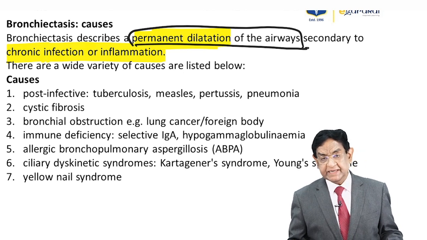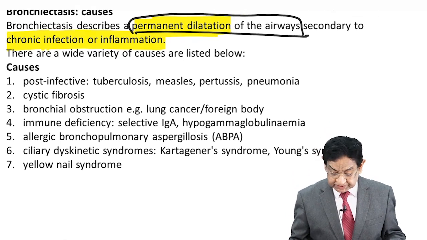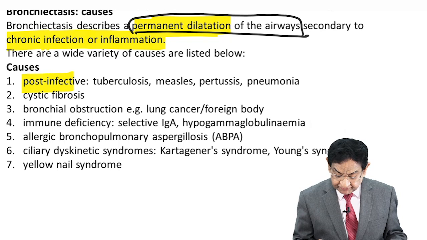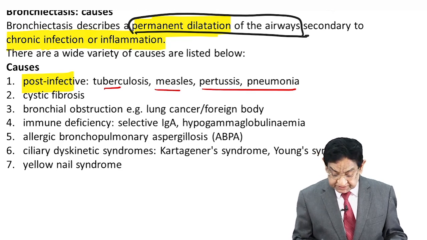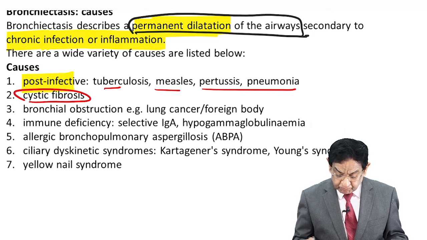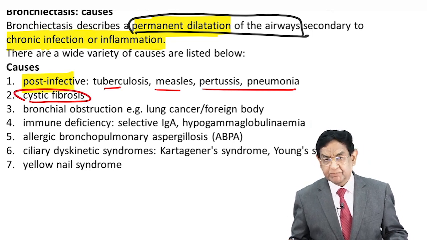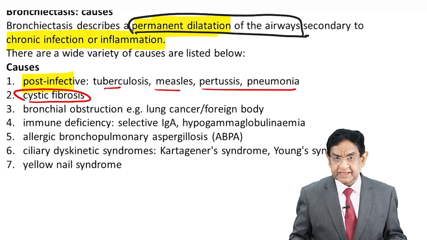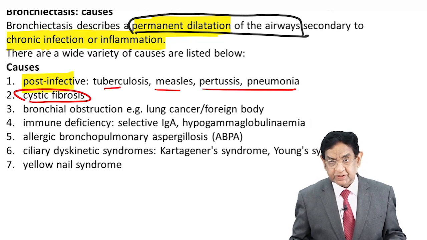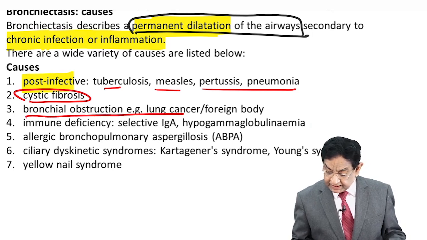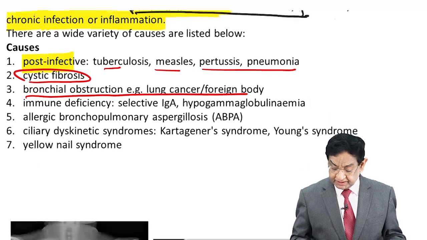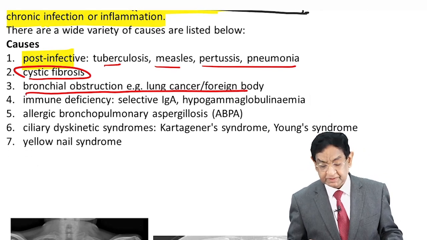So it can occur in so many conditions. So what are the causes? It can be post-infective: tuberculosis, measles, pertussis, pneumonia. Cystic fibrosis is one of the most important in USA and in UK, Europe and USA. Bronchial obstruction like lung cancer or foreign body can lead to this problem.